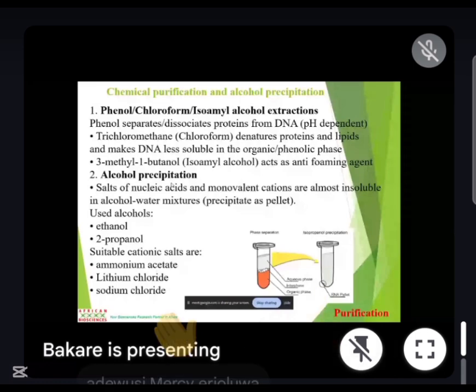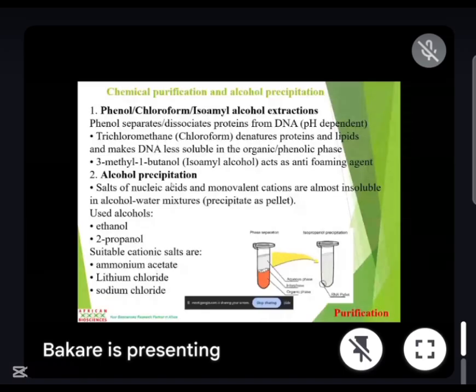So for the purification now, we have the chemical purification and the alcohol purification or precipitation. We make use of phenol, chloroform, isoamyl, and the likes. Like I said, it depends on the manufacturer. When you are extracting your DNA, you cannot put the whole step by step protocol into your head, no matter how brilliant you are. The only thing you can do is know the principle. Know that whenever I get my kit and I want to extract, I know what I'm doing first.